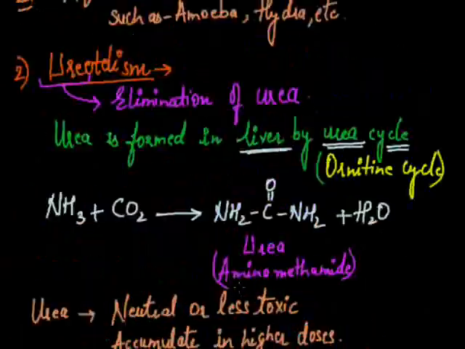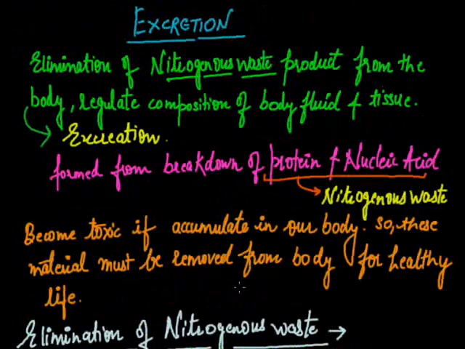So this is all about the different types of nitrogenous waste which is eliminated, the intro part of the excretion. Now in the next lecture we will discuss the excretory organs of different organisms, both of chordates and non-chordates.